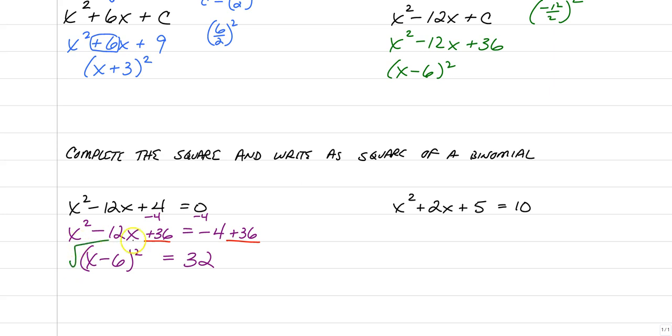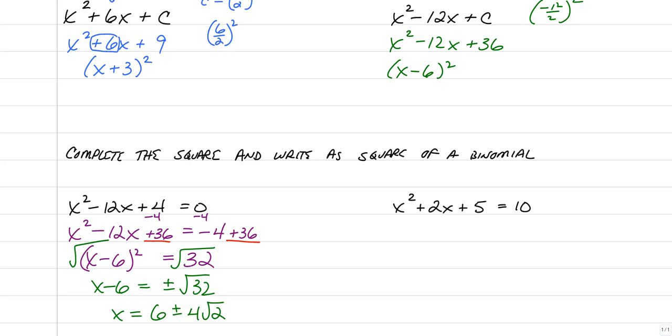You could also square root both sides and say that x minus 6 is equal to plus or minus the square root of 32, which of course could be simplified to 4 root 2, and then add 6 to both sides. So x would equal 6 plus or minus 4 root 2. There's different things you can do once you're in that form, but getting to that form is crucial. After that, it's whatever the directions are telling you to do.